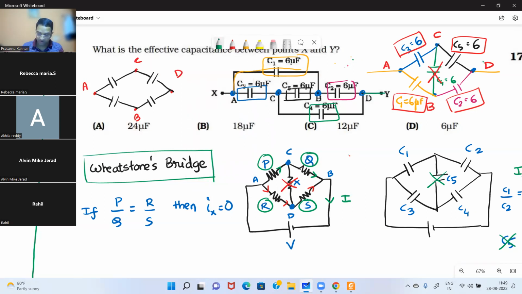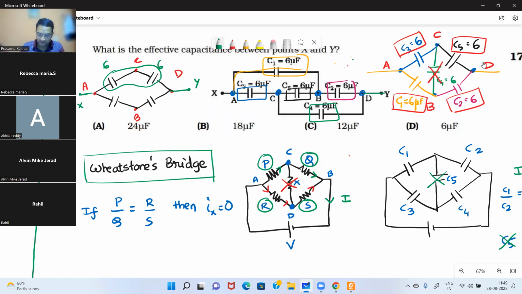And D is connected to Y. D and Y are basically the same points, and X and A are the same points. So this capacitance you need to find out. This is very simple, right? What can you say about these two capacitors? Yes, tell me, students. Connected in series, sir. Yes, they are connected in series. Both are 6 microfarad and 6 microfarad, so the effective capacitance will be 3 microfarad.